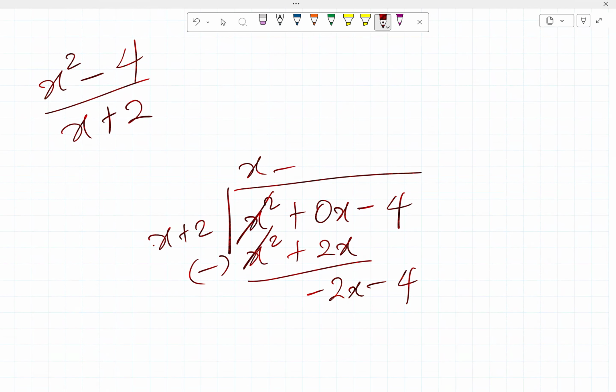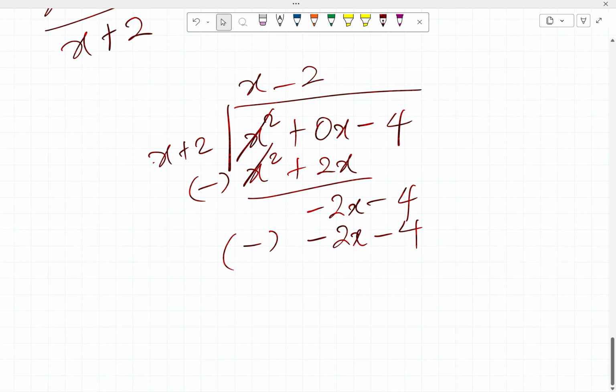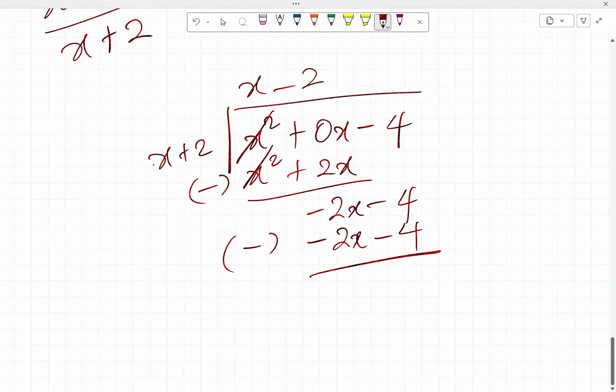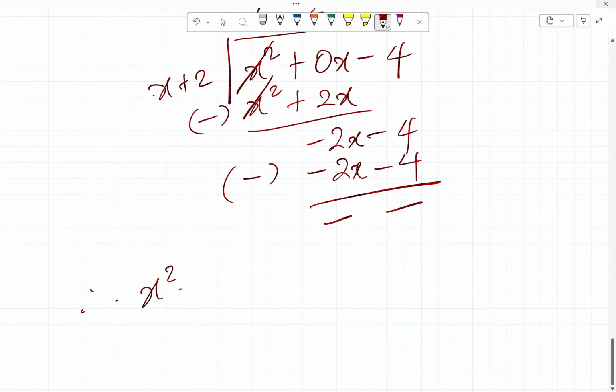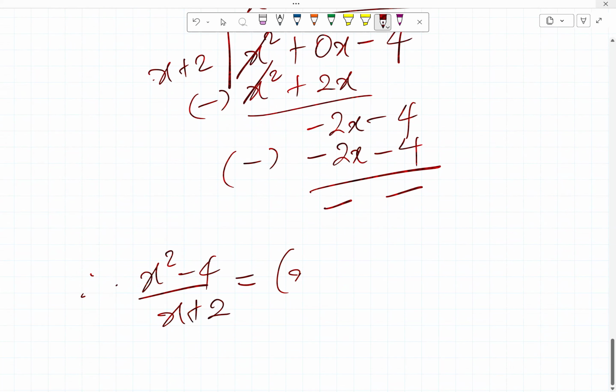Then x goes into minus 2x, that's minus 2. Minus 2 times x is minus 2x. Minus 2 times plus 2 is minus 4. Then we subtract. Minus 2x minus minus 2x is 0. Then minus 4 minus minus 4 is also 0. So there's no remainder here. Therefore, x squared minus 4 all over x plus 2 is simply equal to x minus 2, and there's no remainder.